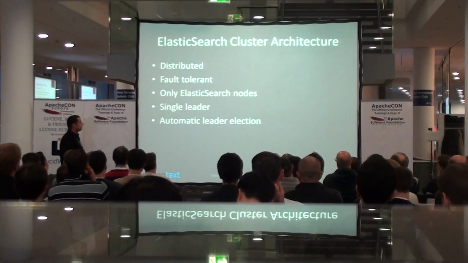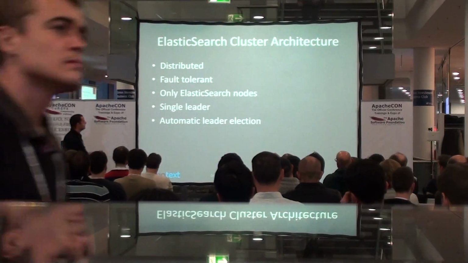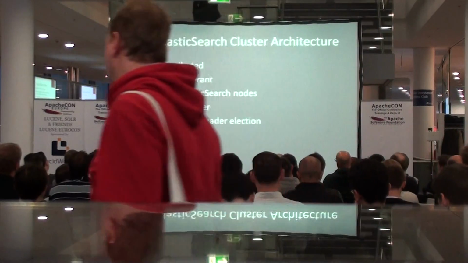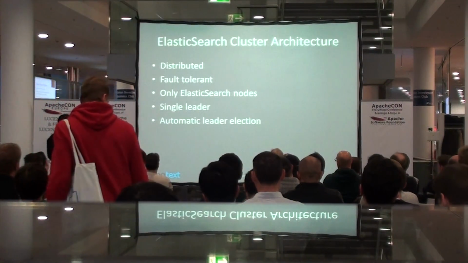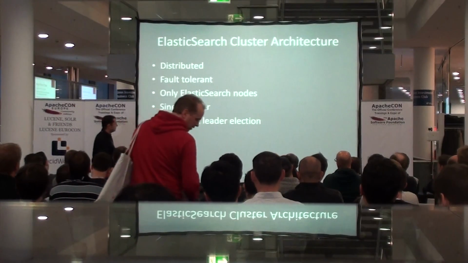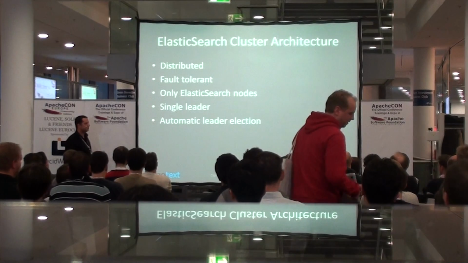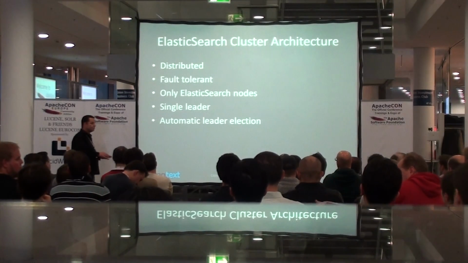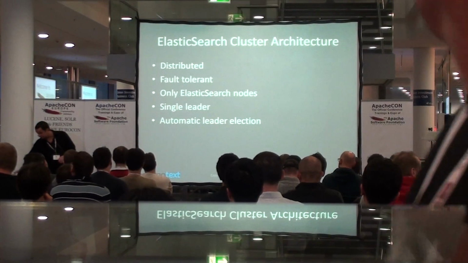In Elasticsearch, of course, we've got all those things. Elasticsearch is distributed, it's fault tolerant, contains only Elasticsearch nodes, that's one thing. It has a single leader, something like a master, and it has an automatic leader election based on discovery, but we'll talk about it a bit later. Of course, it's highly durable, fault tolerant, as I told, and it scales.